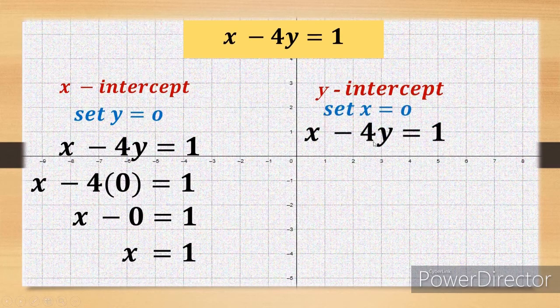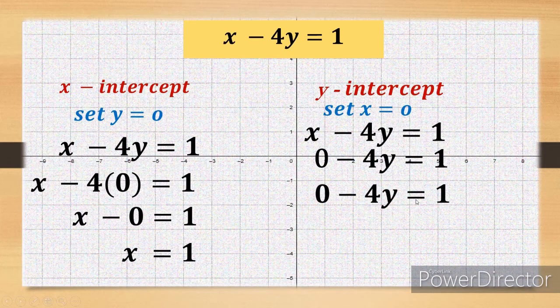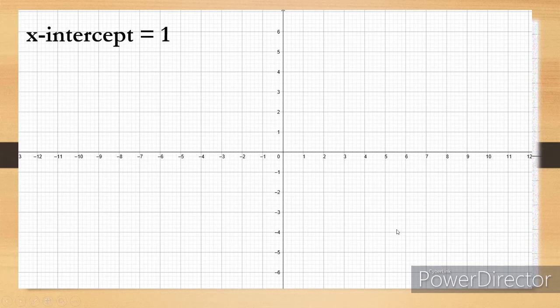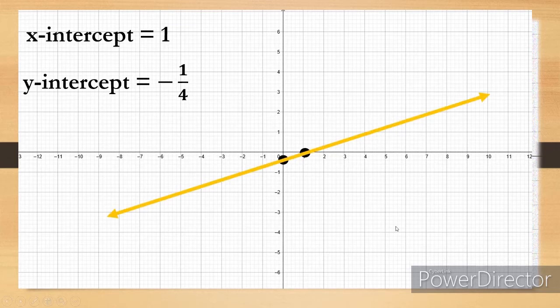For our y-intercept, set x as 0. So, we have x minus 4y equals 1. We have negative 4y equals 1. Divide both sides by negative 4. Our y is simply negative 1/4. So, ipa-plot lang ulit natin siya. X-intercept is 1 and y-intercept is negative 1/4. Then, connect lang natin yung 2 points.